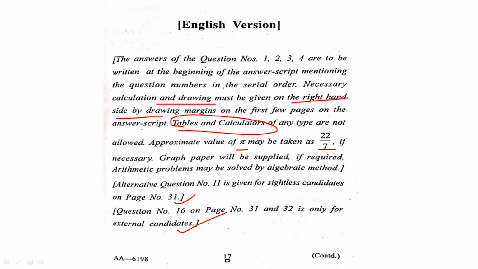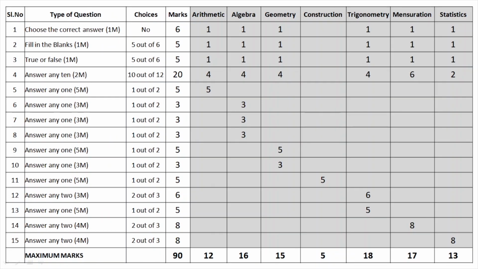Now, very important that you must answer 1 2 3 4 in the beginning of the answer script, in this serial order. So let us see what are question numbers 1 2 3 and 4. This is the format in which the question paper will be set. Question number 1 is choose the correct answer, which contains 1 mark, and there will be no choice, so there will be 6 questions.